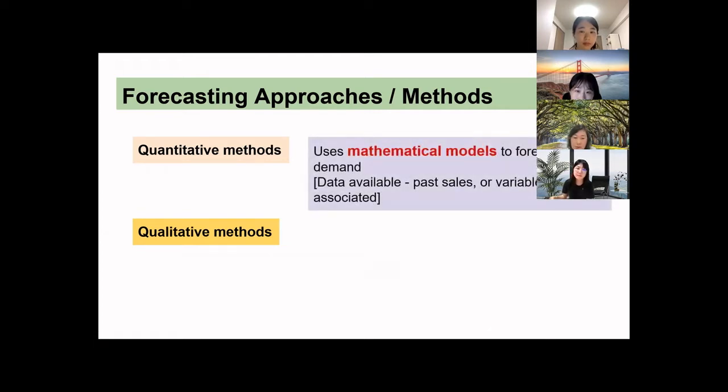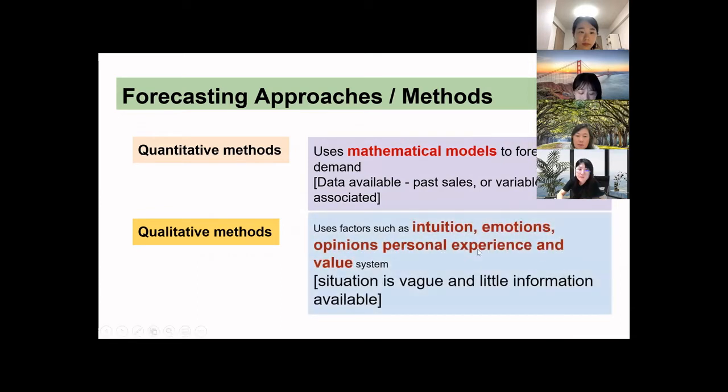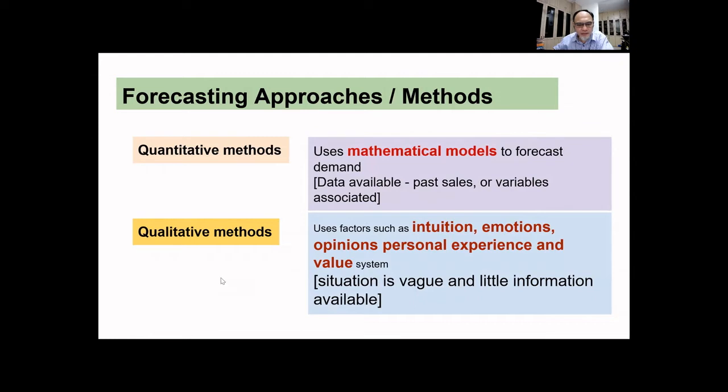So any quantitative method uses mathematical models, data, or even associated variables, regression for example. And qualitative is used when the situation is vague. What is the meaning of vague? When the situation is vague, then you use qualitative, because it's intuition, emotion, feeling, opinion, and the values that the person has.